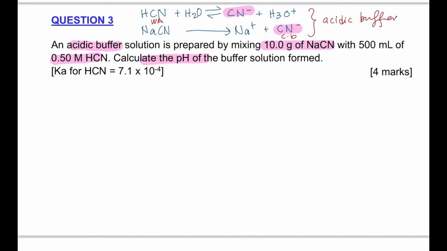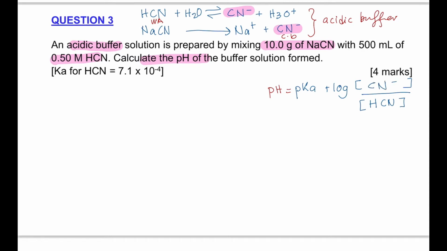Now to calculate the pH of the acidic buffer, we need to use the Henderson-Hasselbalch equation. pH is equal to pKa plus log of the concentration of the weak acid, which is the concentration of HCN as a weak acid, over the concentration of the conjugate base. The conjugate base is the CN minus.